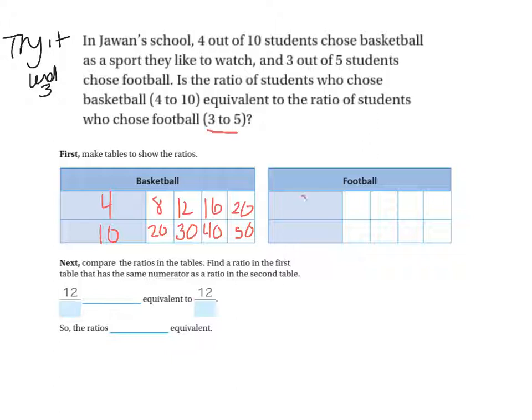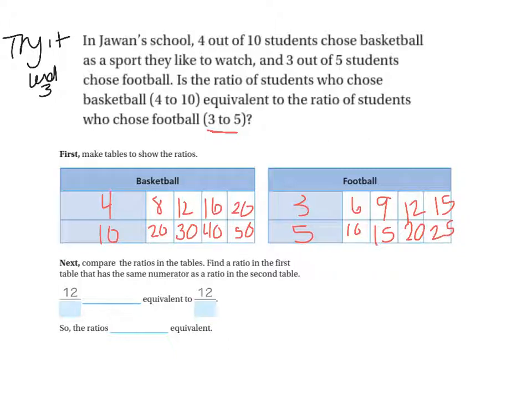Football was a 3 to 5 ratio. So I'm going to double it, 6 to 10. And then I'm going to triple 3 to 5, which would be, triple would be 15. Oh, that was wrong. Sorry. It would be 9 to 15. Quadruple would be 12 to 20. And then times by 5 would be 15 to 25.